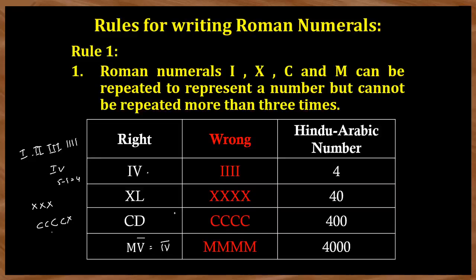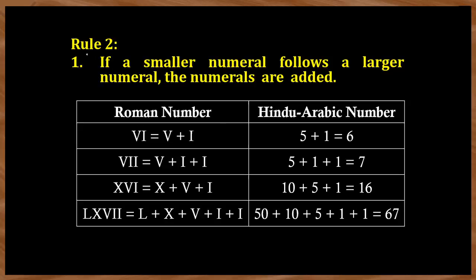So what is the rule here? You should not repeat 1, 10, 100 and 1000 more than 3 times. That is the first rule you have to remember. So next slide, rule 2. If a smaller numeral follows a larger numeral, the numerals are added.